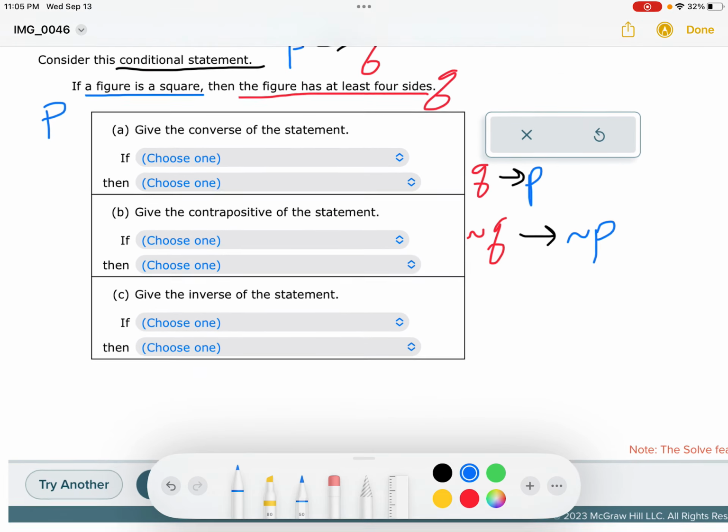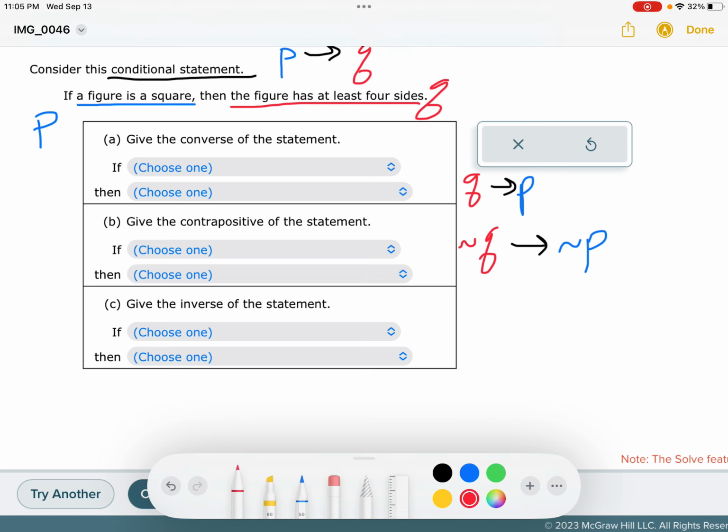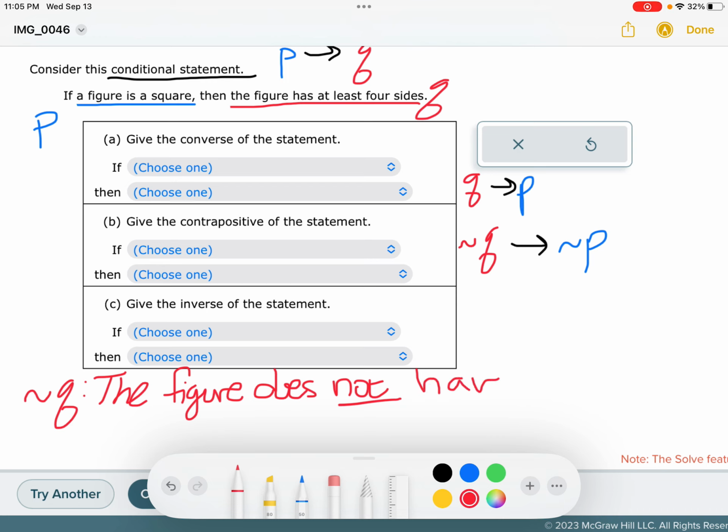If we want more detail, what would negation Q look like? Well, negation Q would say the figure does not, there's the negation, have at least four sides.